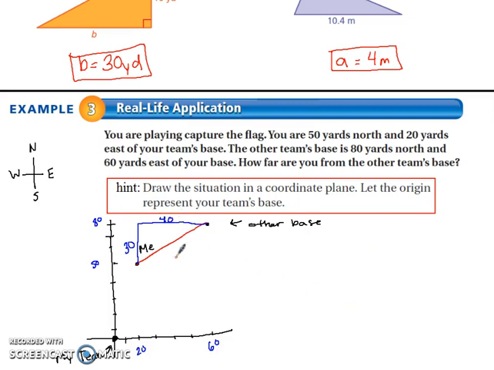So now all I'm looking for is the value of the hypotenuse. So I can use my Pythagorean theorem. 30 squared plus 40 squared is equal to that hypotenuse all squared. 900 plus 1600 is equal to my hypotenuse squared. 2500 is equal to my hypotenuse squared. And the square root of that 2500 is going to be 50. So you are 50 yards from the other team's base.